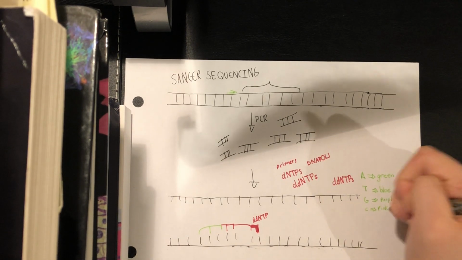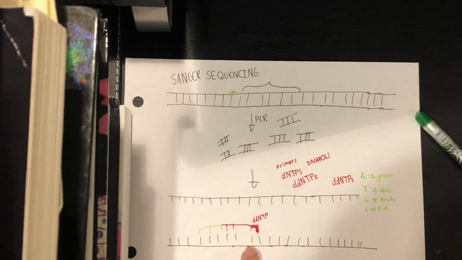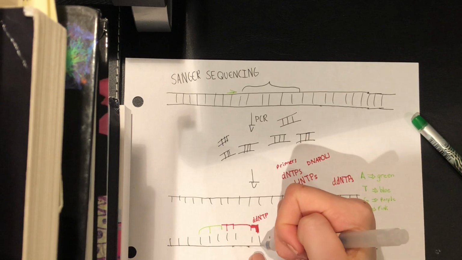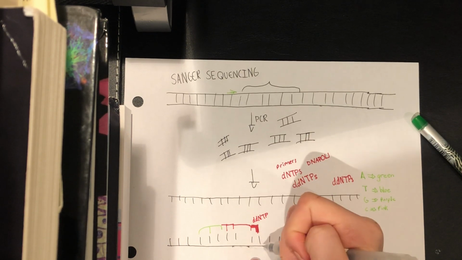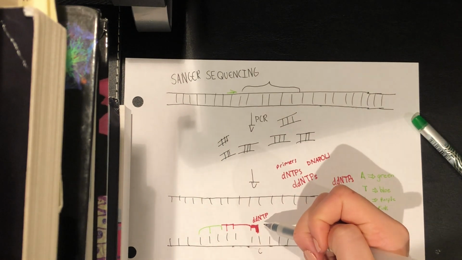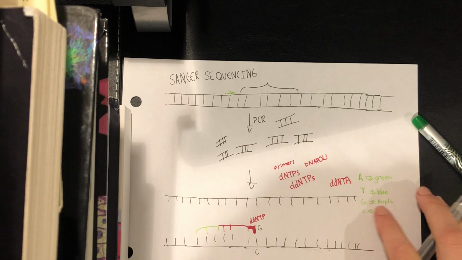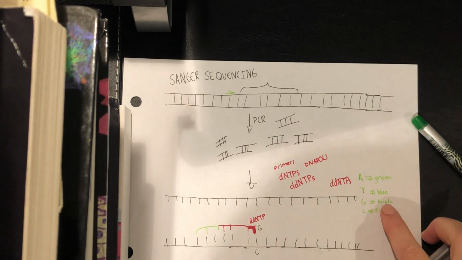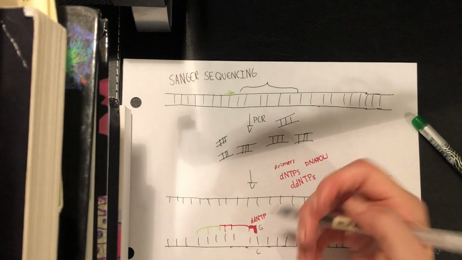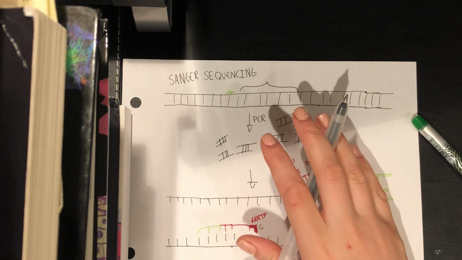for these ddNTPs, okay? So let's just say that on the original strand, we had a C, then the ddNTP that's going to be complementary to that is a G, and this G is going to have a purple fluorescent dye attached to this ddNTP. Okay, hopefully that makes sense.